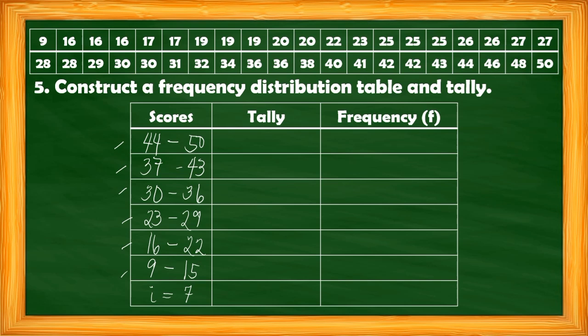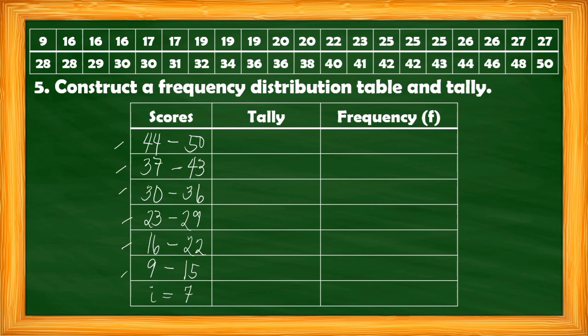So, hindi po sa lahat ng pagkakataon nakukuha natin kung ano yung class size na inassume natin. Minsan, yung class size natin na 6, baka 7 o kaya 8. So, depende po yan sa makukuha nating class interval. Next, magtatali na po tayo.